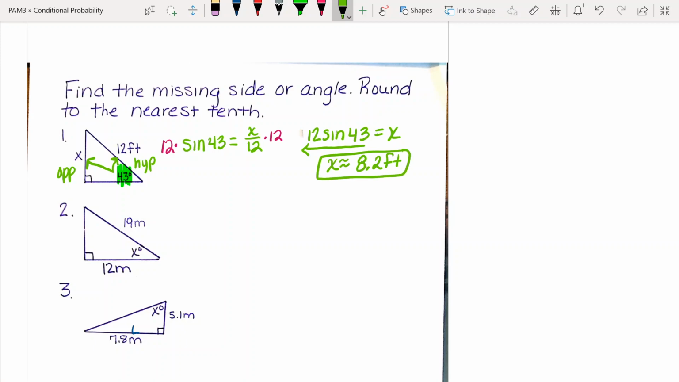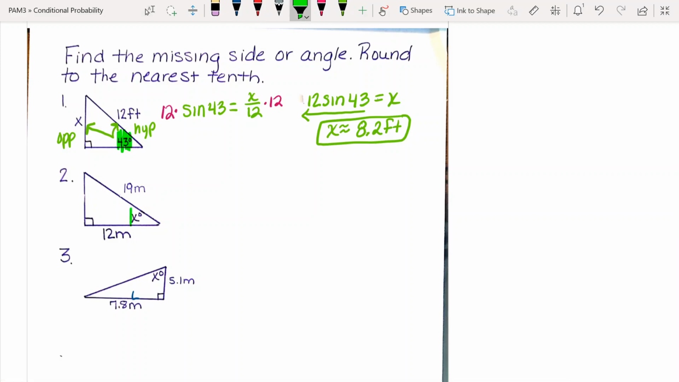Okay, so that was our quick review. Now for 2 and 3, the difference is that we're looking for an angle instead of a side measure. On number 2, we're looking for this angle x. So we have to figure out which trig function it is by looking at what sides they give us. We are given this side, and we're given this side. Well, this is the hypotenuse, and that means this is the adjacent.